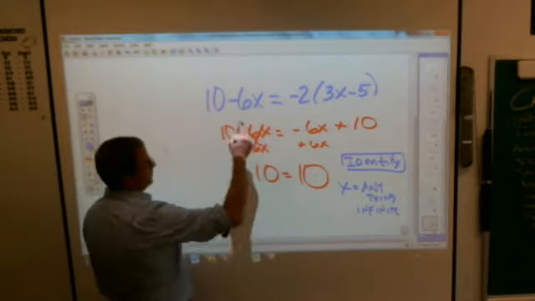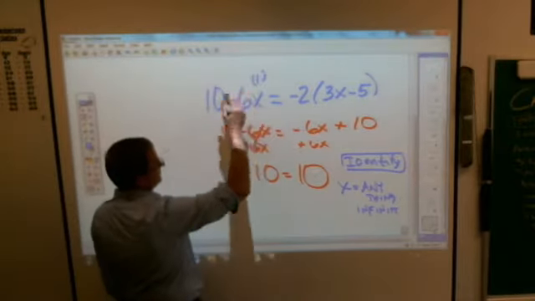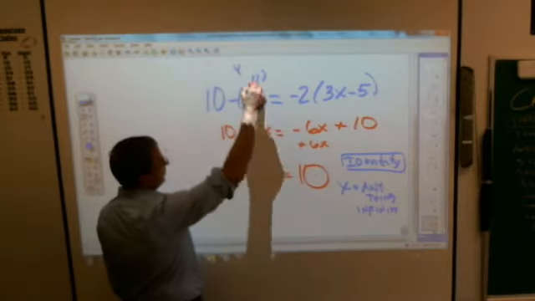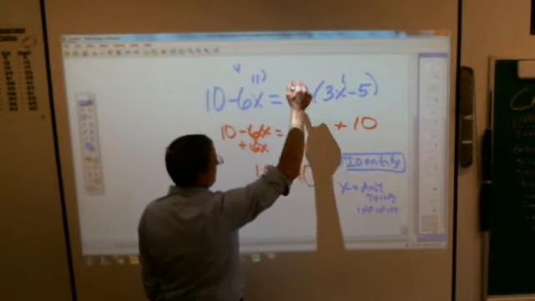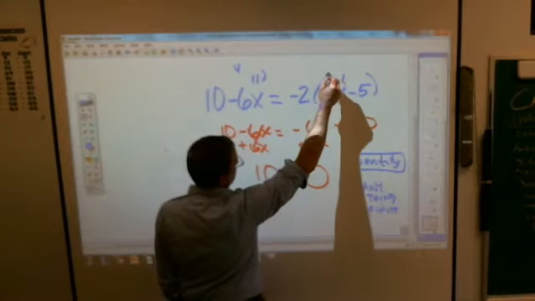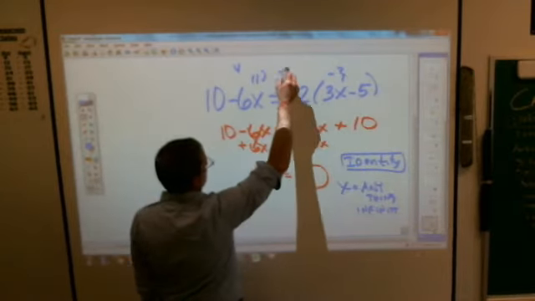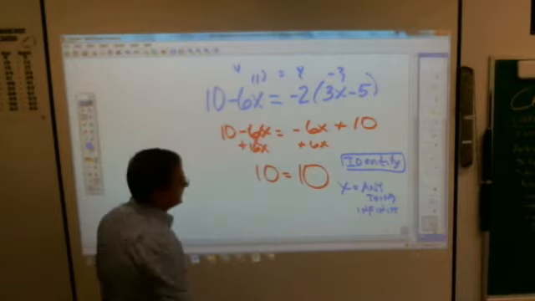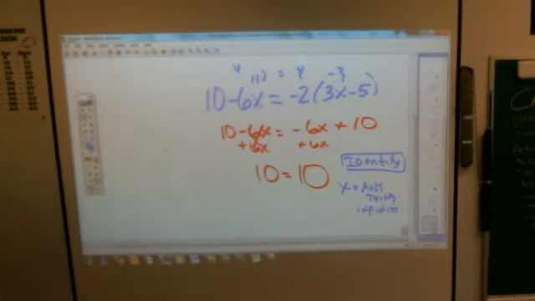For example, if I put 1 in for x, what's 10 minus 6? 4. If I put 1 in for x, what is 3 minus 5? Negative 2. Negative 2 times negative 2 is 4. So you get all the solutions in the world.